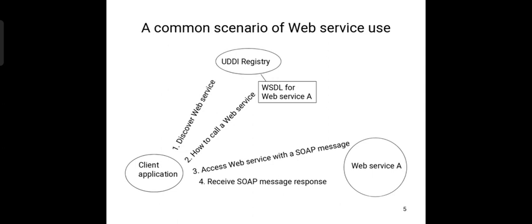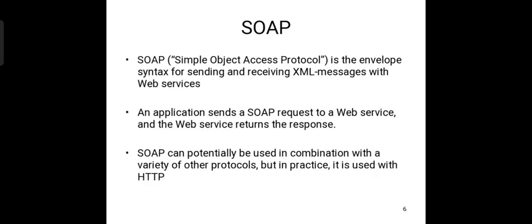Second one, how to call the web service. The web service is available on the server. How do we call the particular web service, how do we access the services through the SOAP message, and how do we receive such a message in your system, that is, the client system? SOAP, Simple Object Access Protocol, is a syntax to receive and send XML messages through web services. It is an application where we can access the data with the use of SOAP.